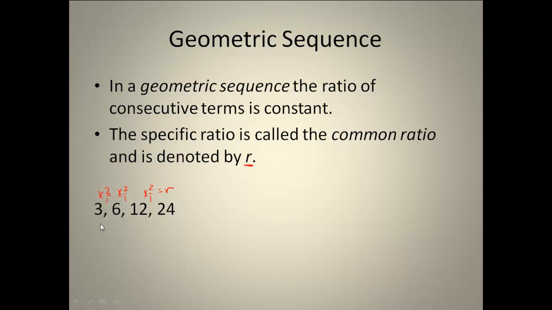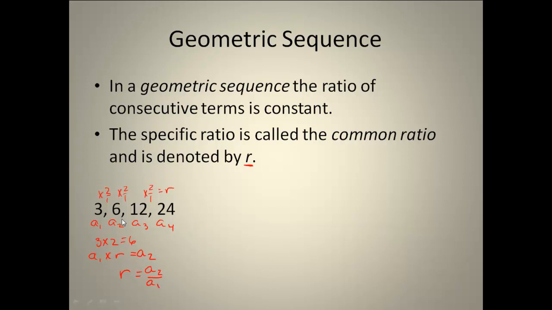Now if we look at what we did, we technically have a sub 1, a sub 2, a sub 3, and a sub 4 here. I took my a sub 1 value, 3, times 2 in order to get 6. So I took my a sub 1 times my ratio in order to get a sub 2. Now if I solve that for r, I divide both sides by a sub 1, and I get r is equal to a sub 2 divided by a sub 1.